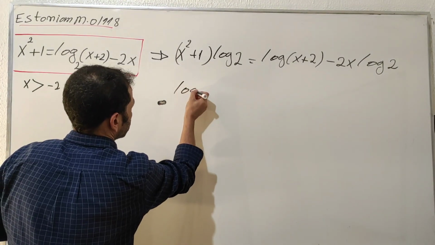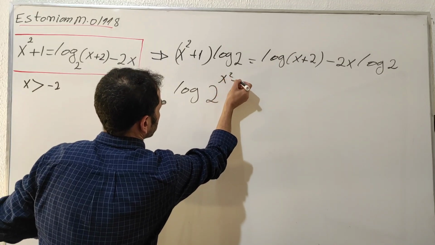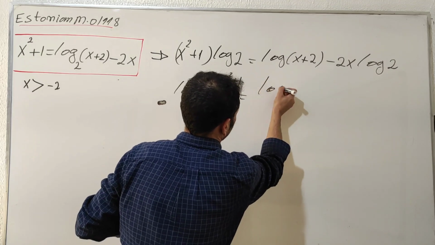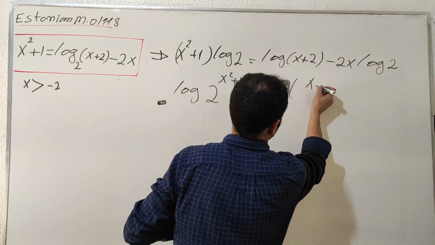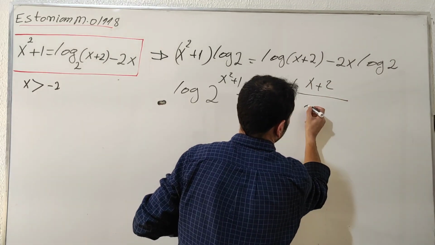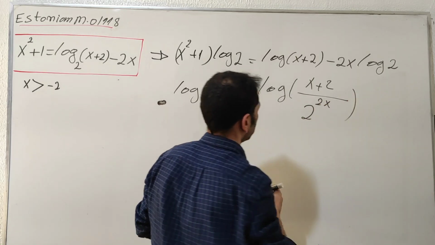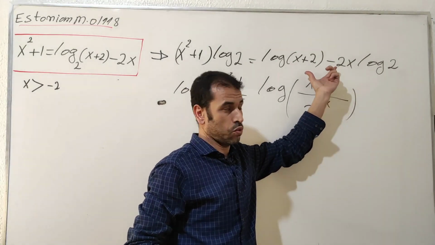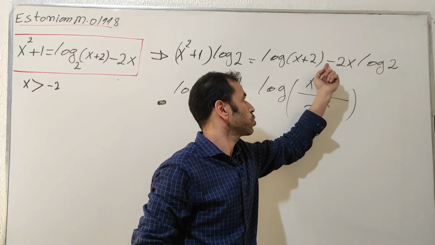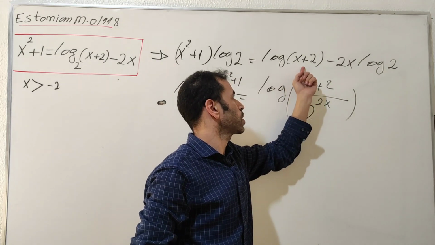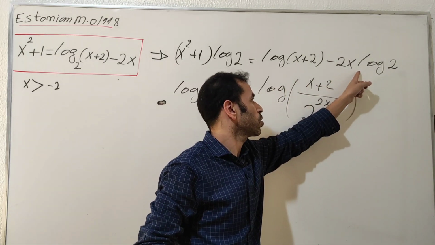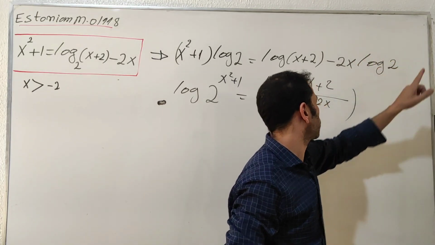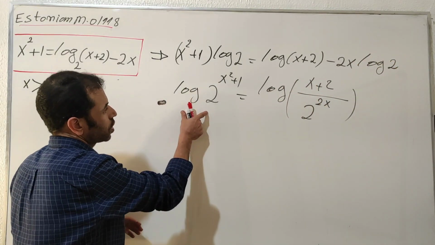I get log of 2 to the (x squared plus 1). For the right hand side of this equation, I will have log of (x plus 2) all over 2 to the 2x. It's simpler putting this together under one logarithm function. Because you have a minus sign here, I will have log of (x plus 2) over log of 2 to the 2x, because this one also is going to be an exponent. Okay, so now I get logarithm on both sides.